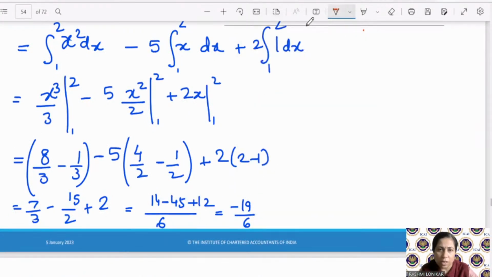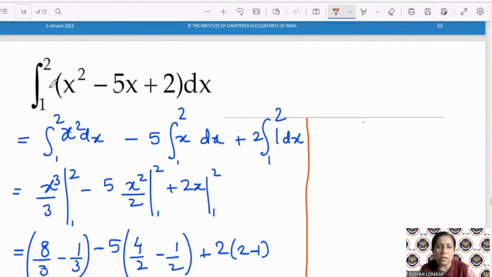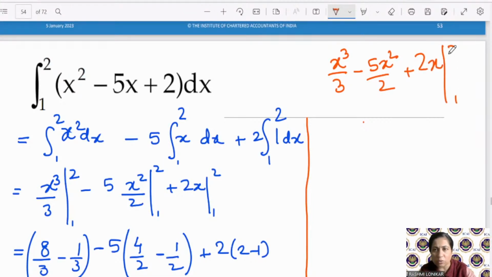Some students prefer it this way. Others, you can directly do it also. Here I will first find the integration and then apply the limit. What is the integration of x square? It is x cube upon 3, minus the integration of 5x, which is 5x square upon 2, plus the integration of 2, which is 2x. The limits are 1 to 2.